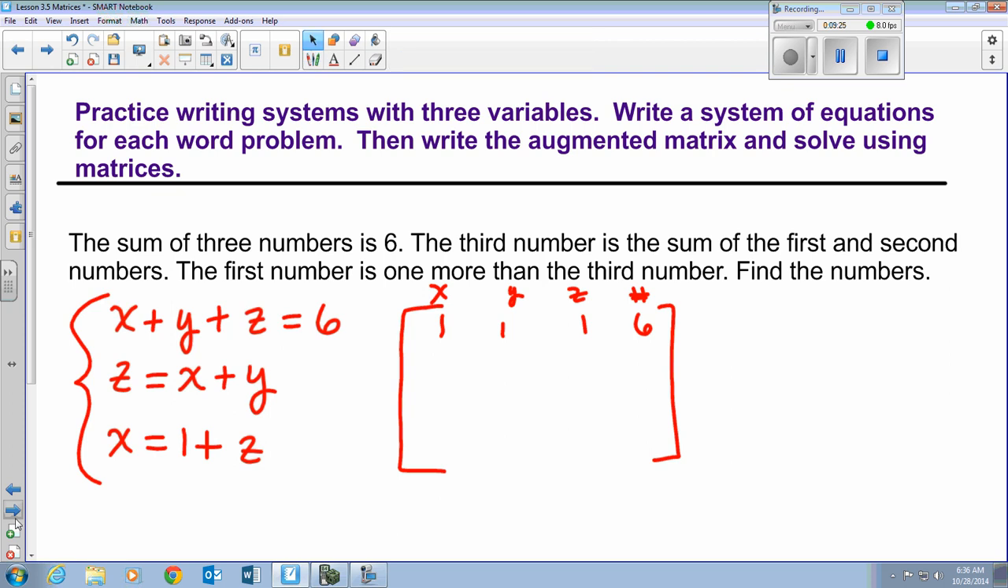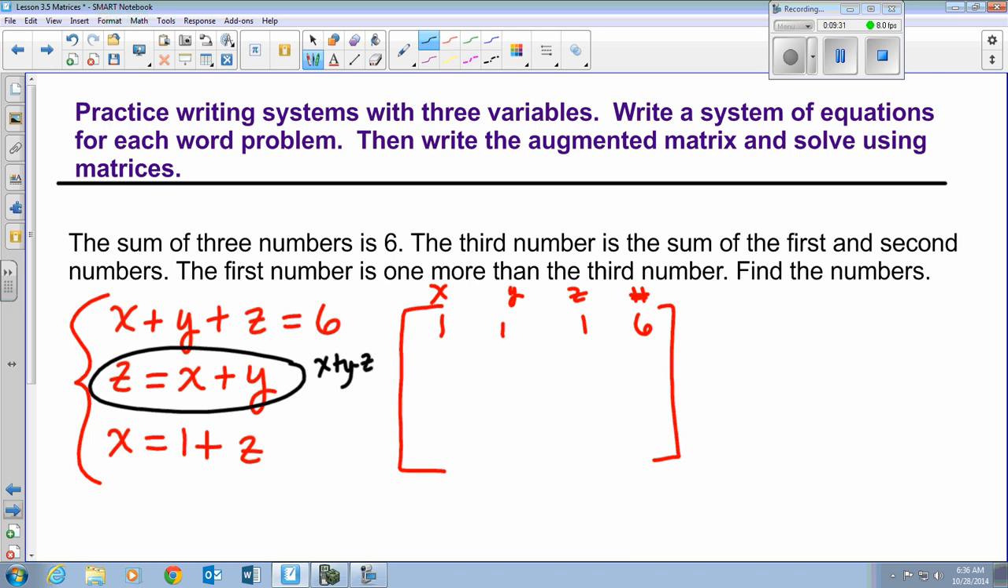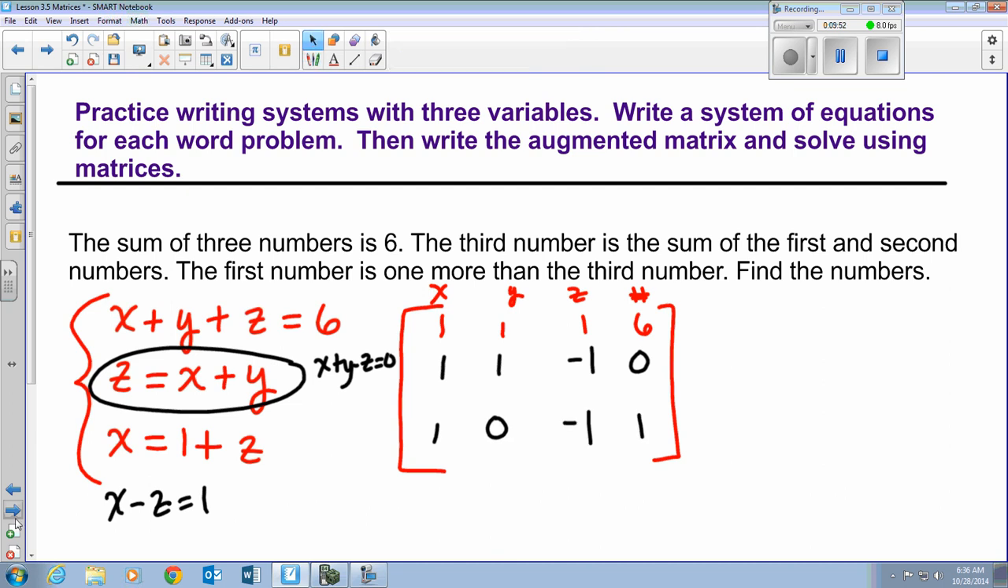We will have to rearrange this second equation. So we could write this as x plus y minus z is 0. So 1, 1, negative 1, 0. You could also write that as negative 1, 1, 1, 0, depending on which side of the equal sign you've put everything on. For this equation, we can have x minus z is 1. So 1x, no y's, and negative 1z is equal to 1. So if you'll take a moment to put that in your calculator.